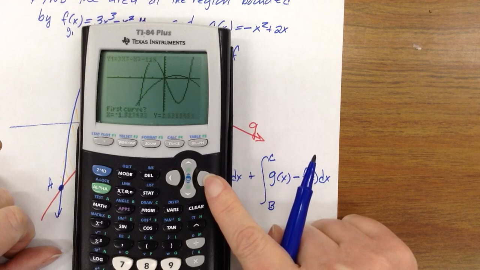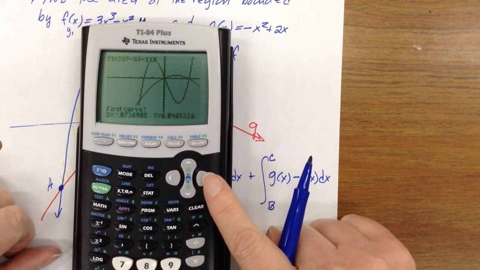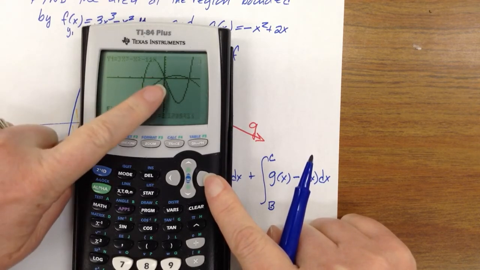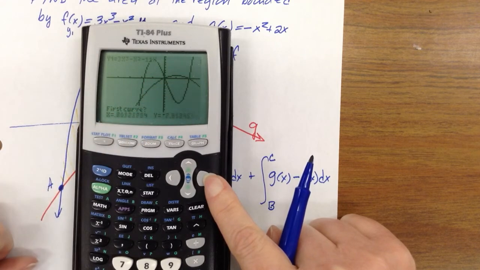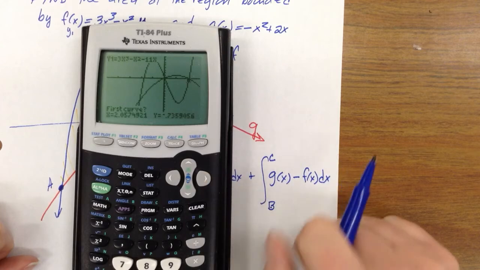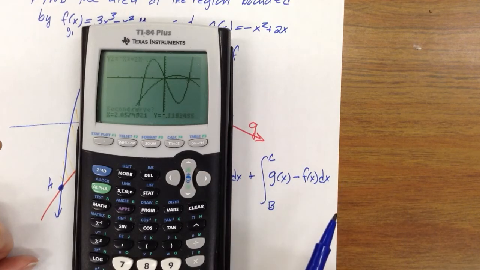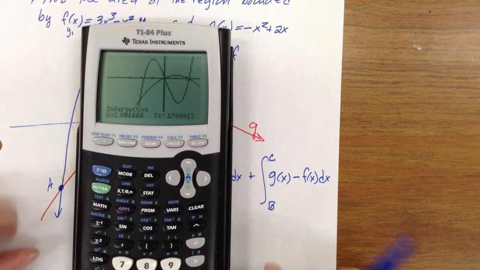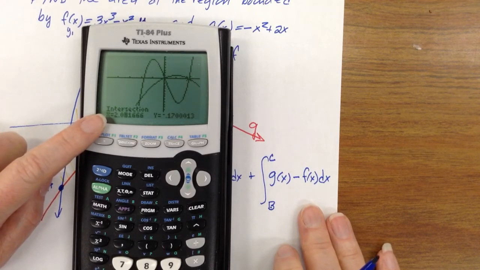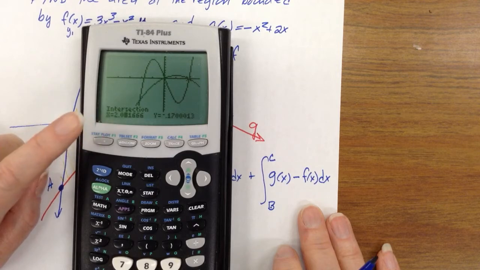Need to move my cursor, so I'm holding this down, I'm watching the cursor, can't find it, there it is. I'm moving it all the way over to the other point of intersection. When I'm near that point of intersection, I hit enter 3 times in a row. 1, 2, 3. My point of intersection is 2.08166, blah, blah, blah. So I'm going to store that one.